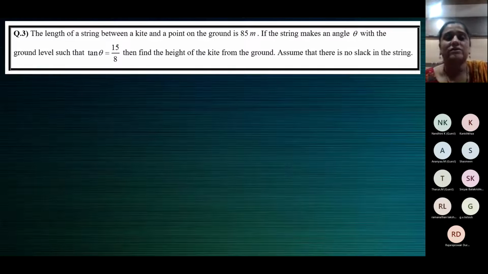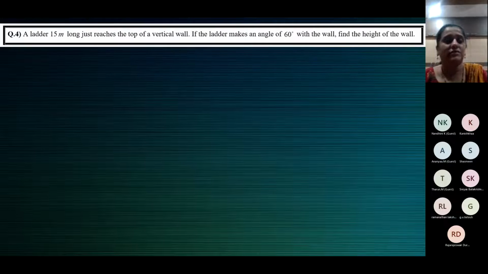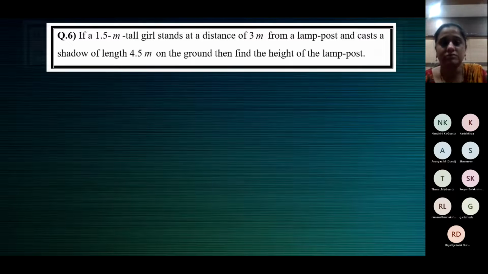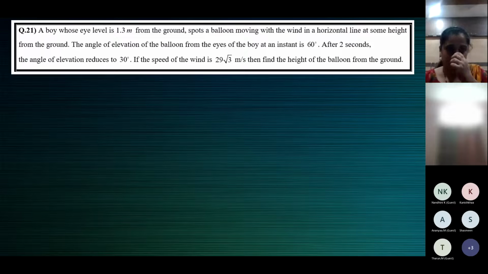All right, we'll continue with heights and distances, or what is called some applications of trigonometry in NCERT. This will be the first question for today's class.